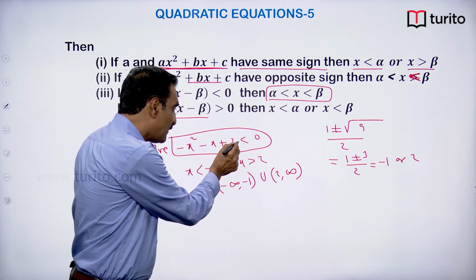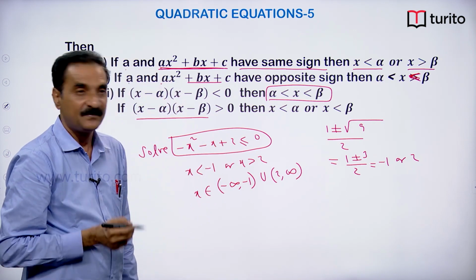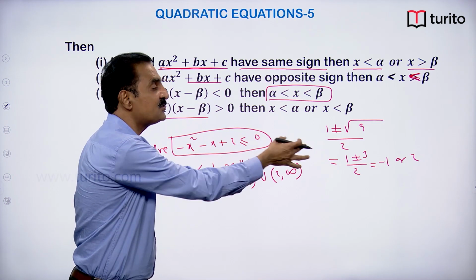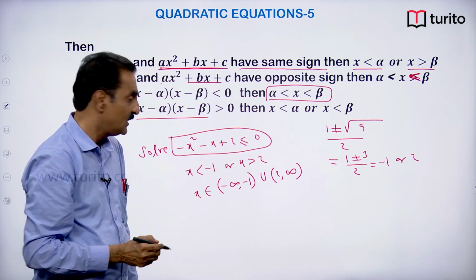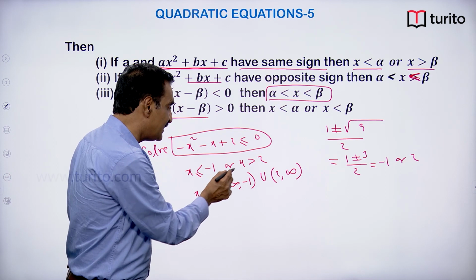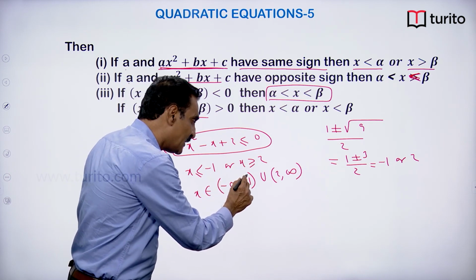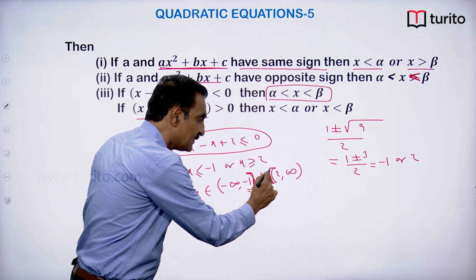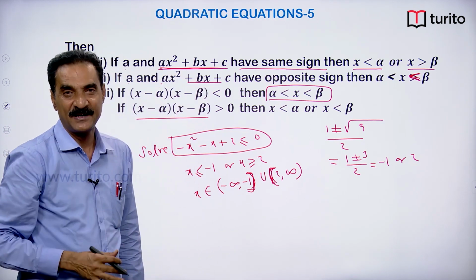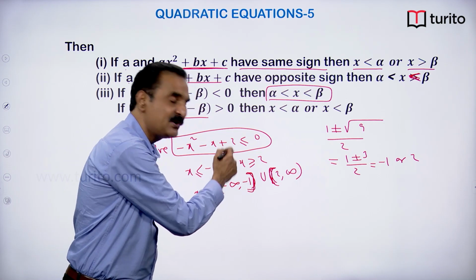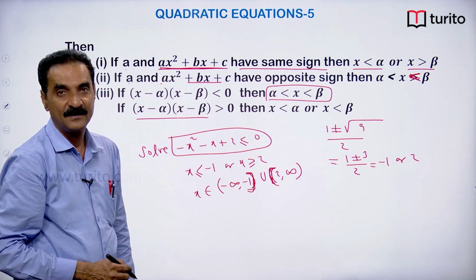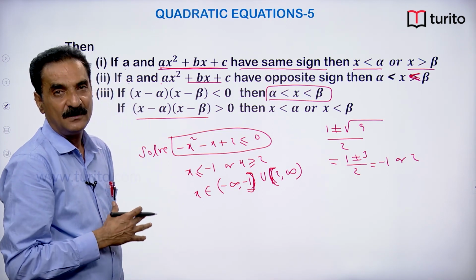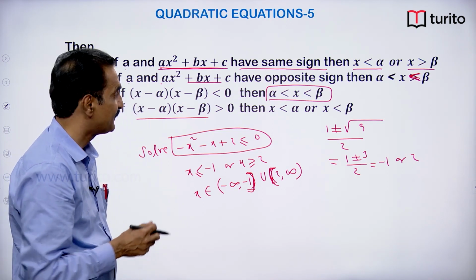Suppose equality is also given in the question, then this expression can be equal to 0. This will be equal to 0 for x equal to minus 1 or 2. Then we have to write equality here and here, and change this bracket to a closed bracket. A square bracket represents a closed bracket, which means the last value is also included. So this is how we solve quadratic inequalities.